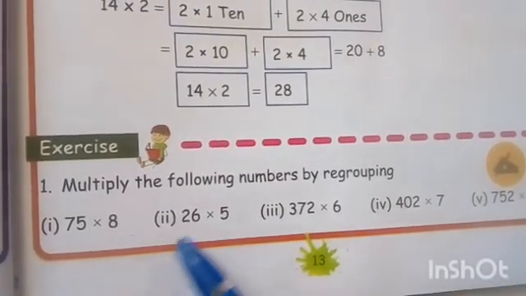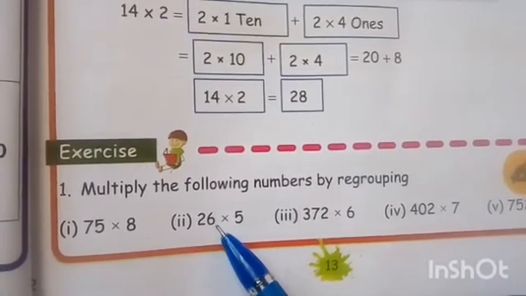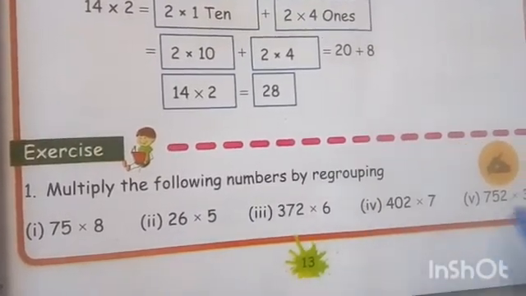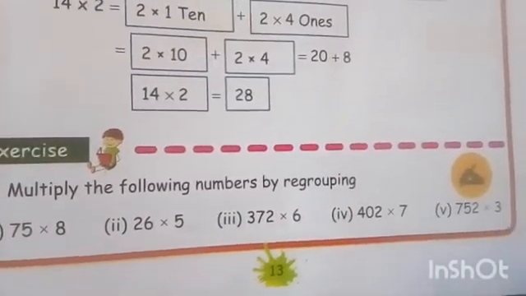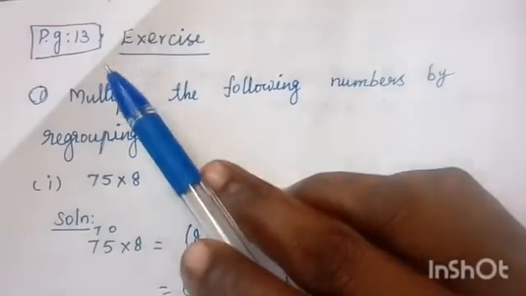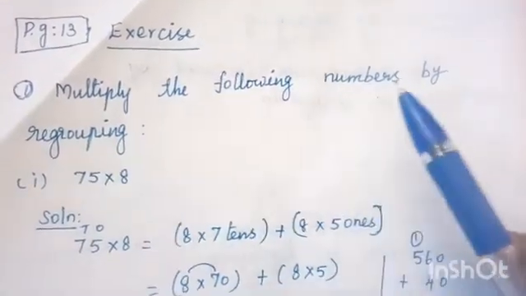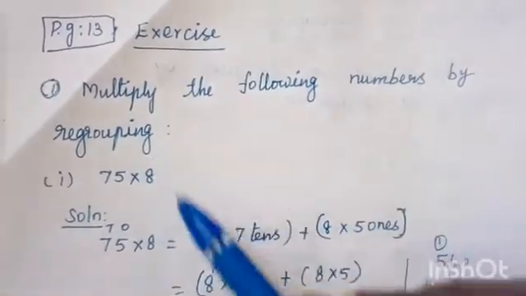The first two sums have a 2-digit number. The last three sums have a 3-digit number. In your notes, write page number 13, exercise. Multiply the following numbers by regrouping.